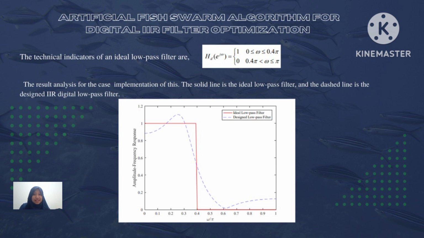It can be seen from the figure that the passband cutoff frequency of the digital filter designed with the artificial fish swarm algorithm is about 0.3π. The passband ripple is relatively large, and the stopband cutoff frequency is about 0.62π, which is similar to the amplitude of the ideal digital filter.